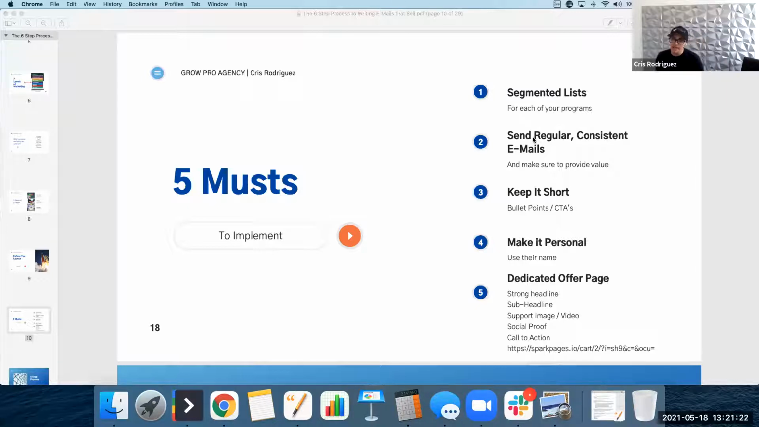Number 3, and I think this is becoming more and more true as our attention spans get shorter and shorter.